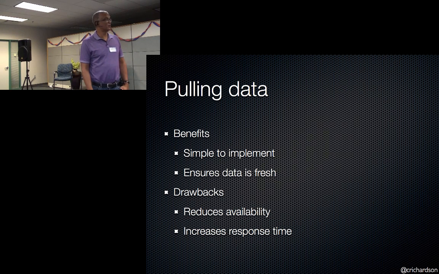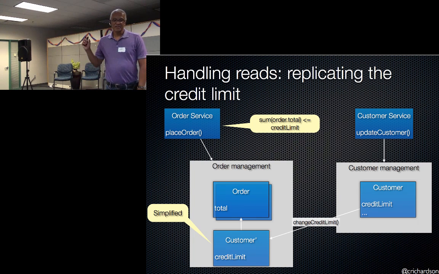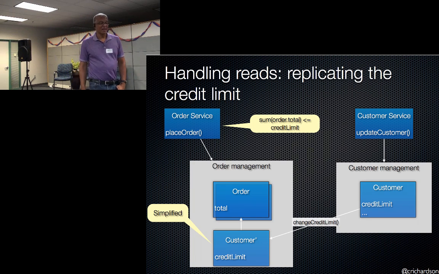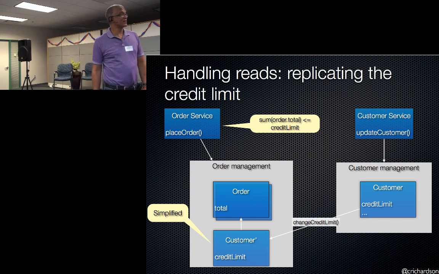The other option, of course, is that the customer service can replicate the credit limit to the order management service. So the order management service no longer has to go out to the customer service in order to get it. That seems weird, because we all know that we're meant to use normalized data, right? We shouldn't have these copies of data just sitting around.